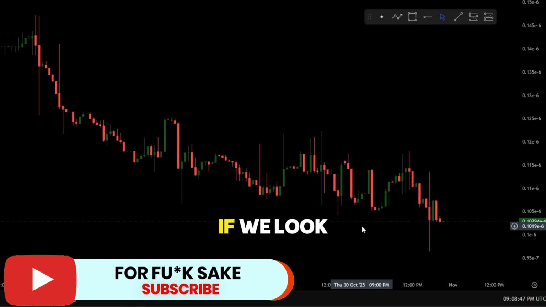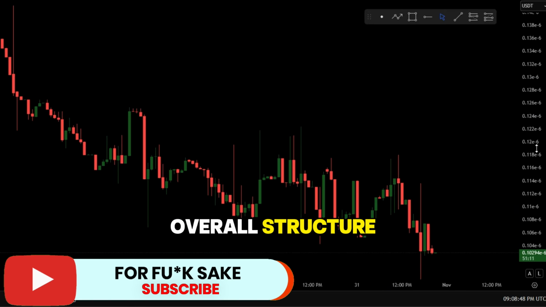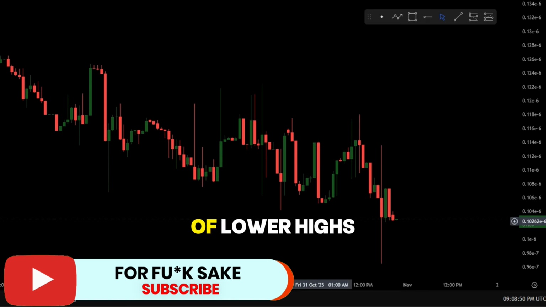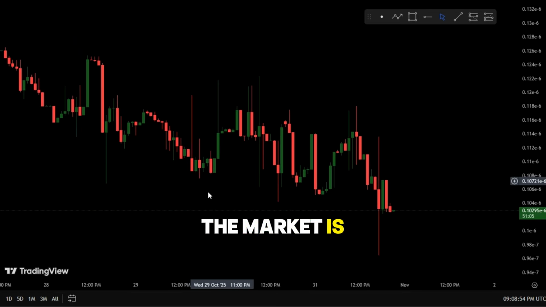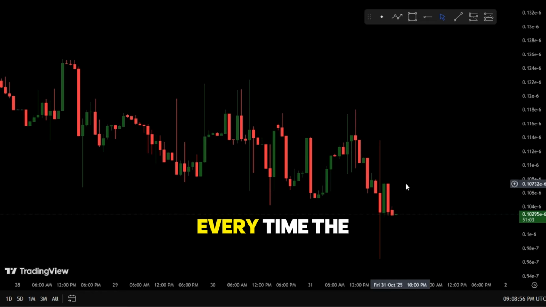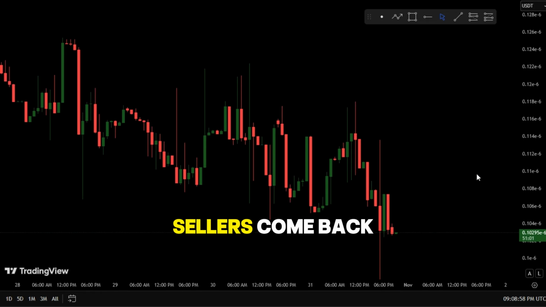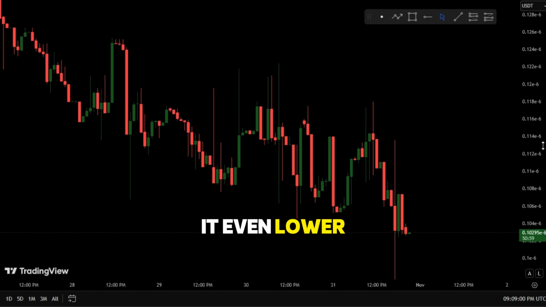market. If we look closely at the overall structure, you can clearly see a series of lower highs and lower lows, which confirms that the market is in a selling phase. Every time the price tries to push up, sellers come back in and push it even lower.